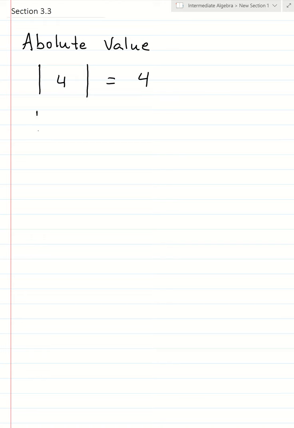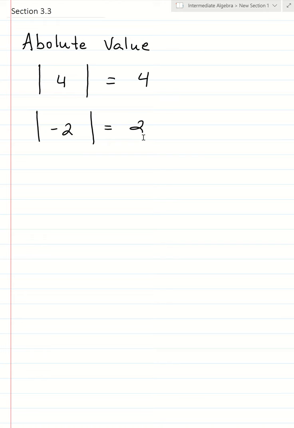Another example, once again, we have these absolute value bars. And let's say we were taking the absolute value of the number -2. Okay? Well, the absolute value of -2 is 2. And once again, why is it 2? Because the number -2 is 2 units, that is the distance that the -2 is away from 0 on the number line.